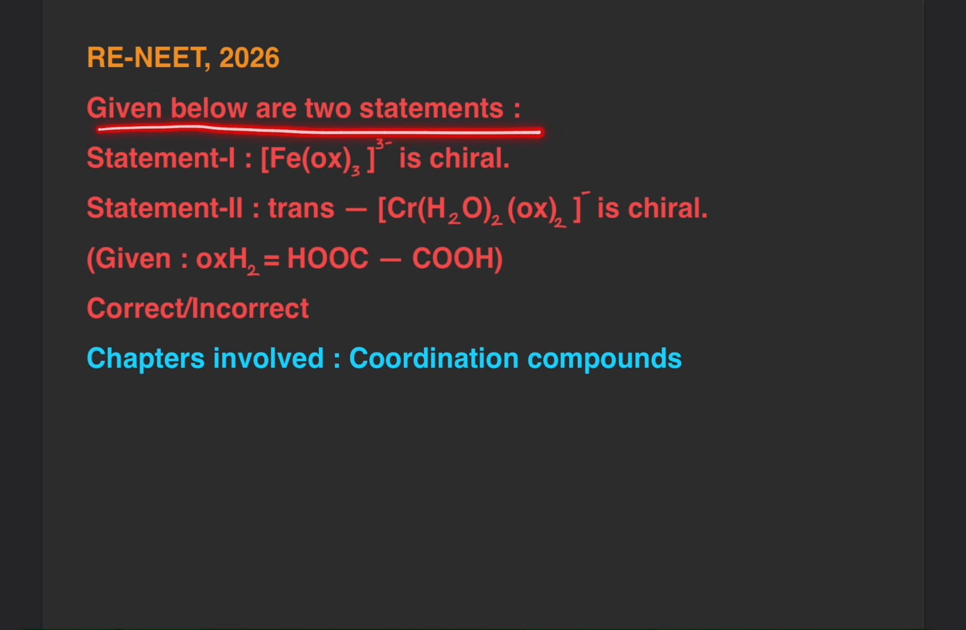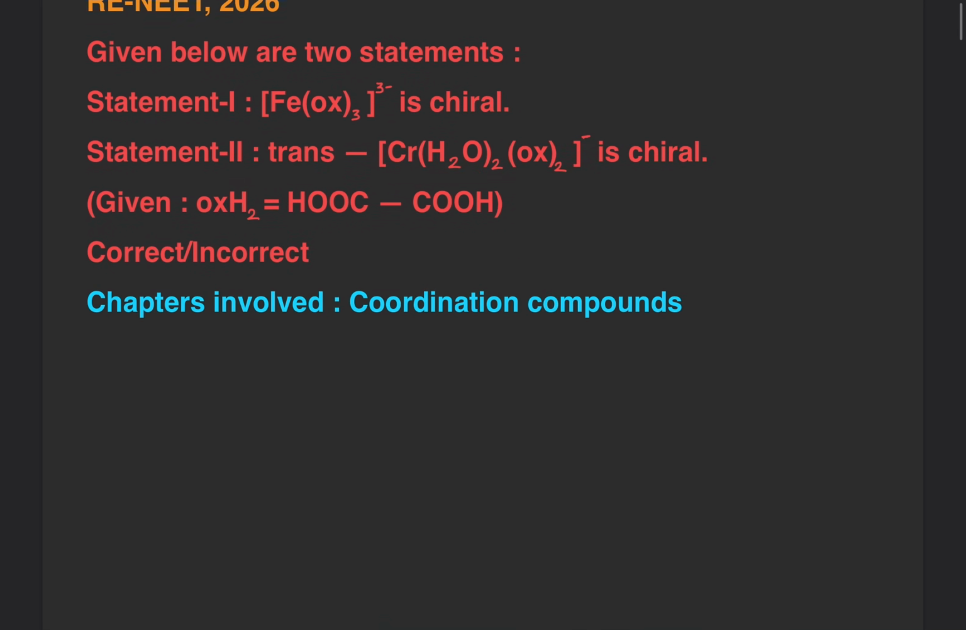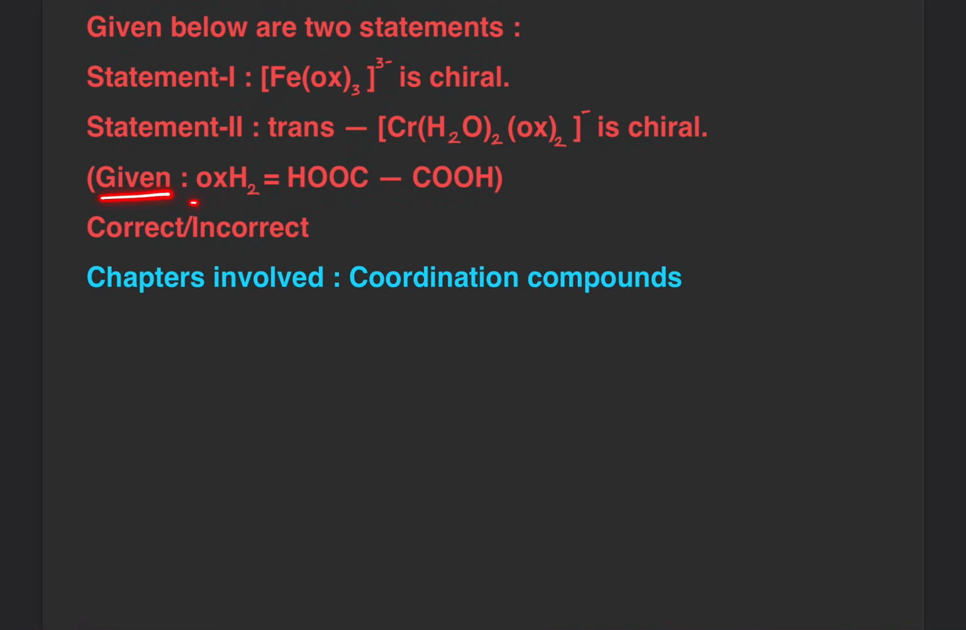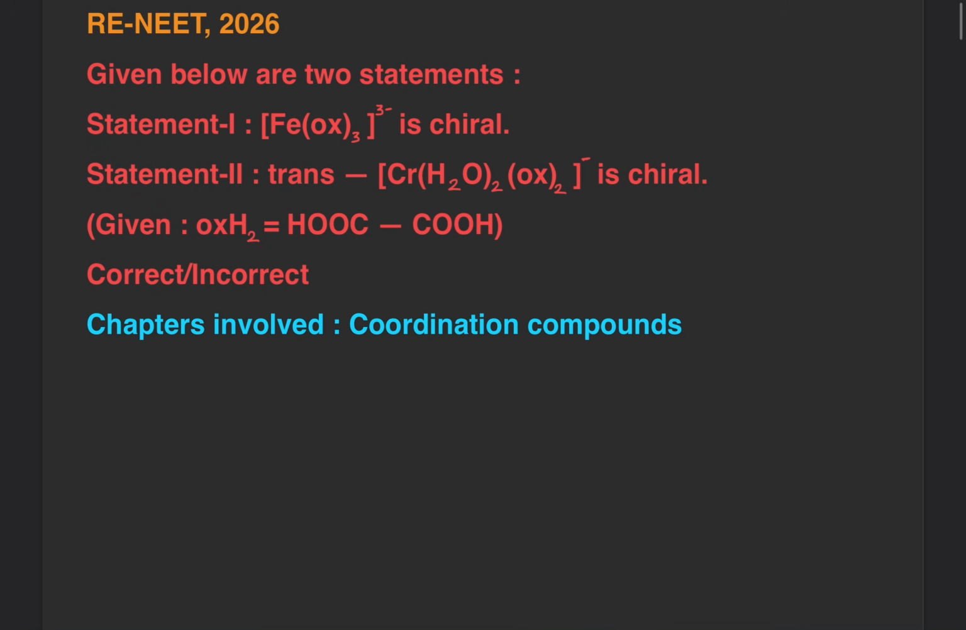Given below are two statements. Statement 1: [Fe(ox)3]3- is chiral. Statement 2: trans-[Cr(H2O)2(ox)2]- is chiral. Given that oxH2 is COOH-COOH. So we have to determine which one is correct and which one is incorrect.